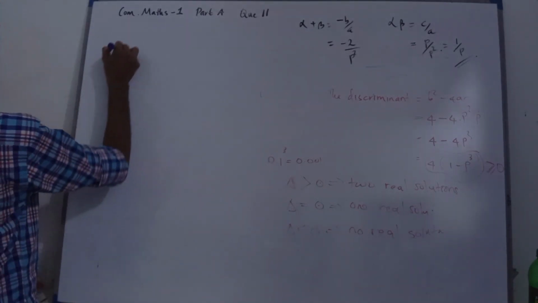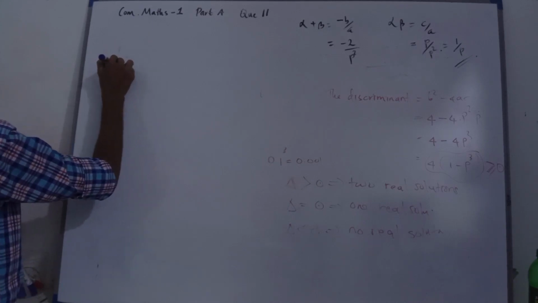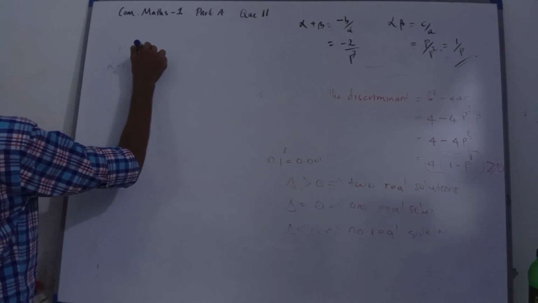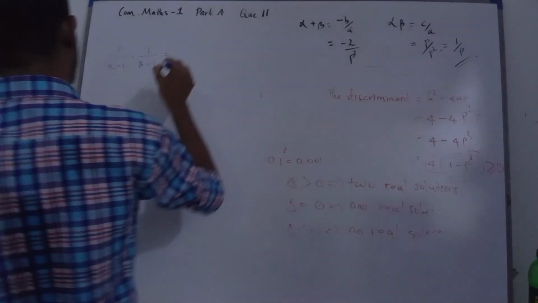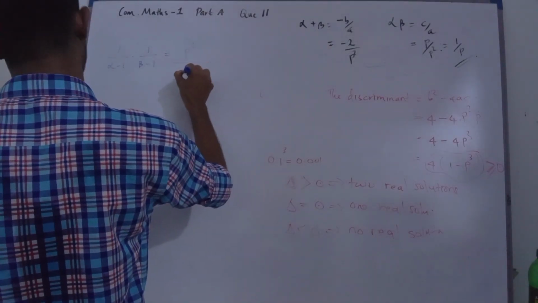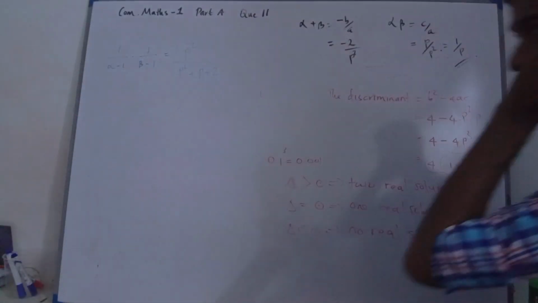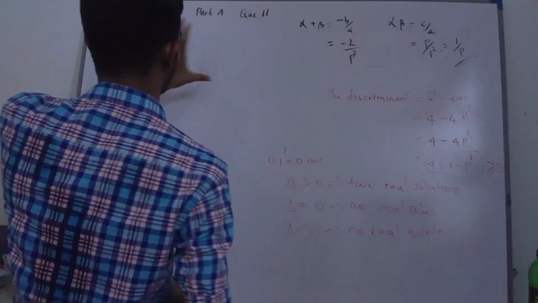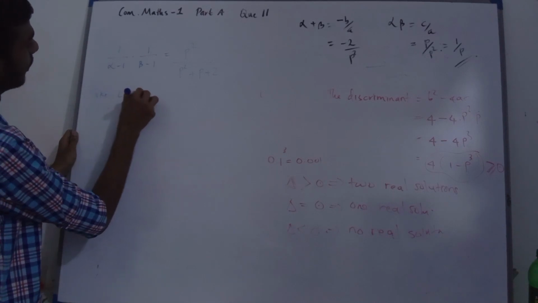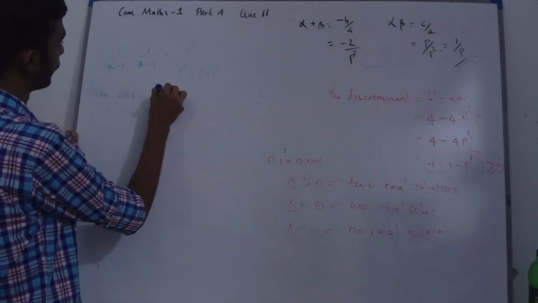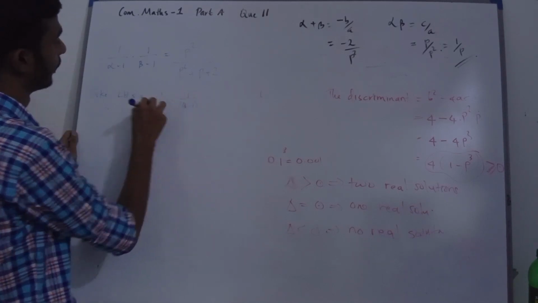Now they are telling us to show that 1 over (alpha minus 1) into 1 over (beta minus 1) is equal to p squared divided by p squared plus p plus 2. So I have to show this one. I have to take LHS and show that it is equal to RHS. Now take LHS, which is equal to 1 over alpha minus 1 into 1 over beta minus 1.